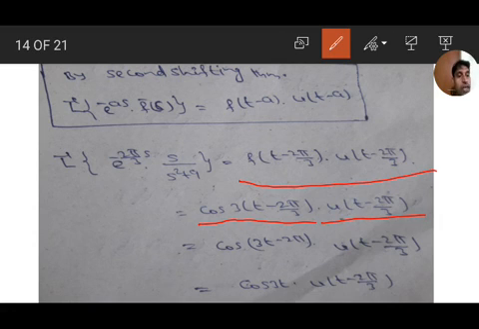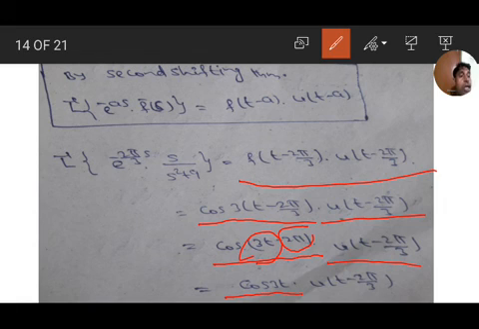Multiply with 3, we get cos 3t minus 3 cancel, cos 3t minus 2 pi, u of t minus 2 pi by 3. Cos 3t minus 2 pi means 360 minus theta, or theta minus 360, same. Cos of minus theta is cos theta. Therefore, cos of 360 minus theta equals cos theta. Here theta equals 3t, so cos 3t. The remaining u of t minus 2 pi by 3 is the unit step function. Therefore, the answer is cos 3t into u of t minus 2 pi by 3.